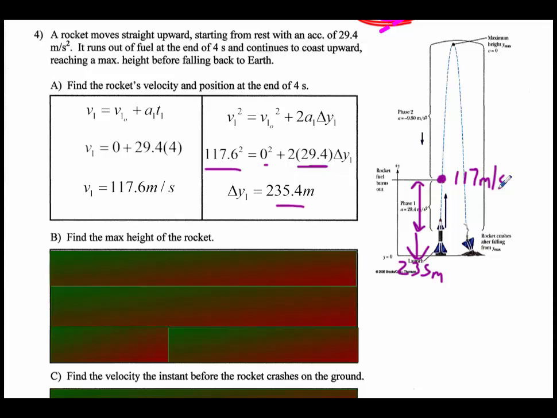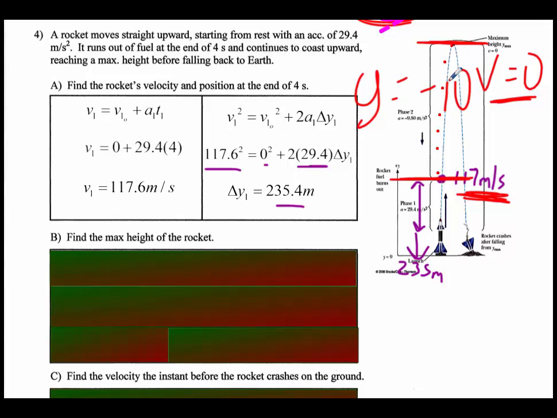So part B wants to know the maximum height of the rocket. Well, at that purple dot, you run out of fuel. Now it's a free fall problem. So we now know that from here to here, the object is in free fall. And of course, at the maximum height, the velocity is going to be 0. So when it starts to be an object in free fall, it's going positive 117.6 meters per second. At the end, it's going 0. And during that path, because it's in free fall, the acceleration is negative 10 meters per second squared.